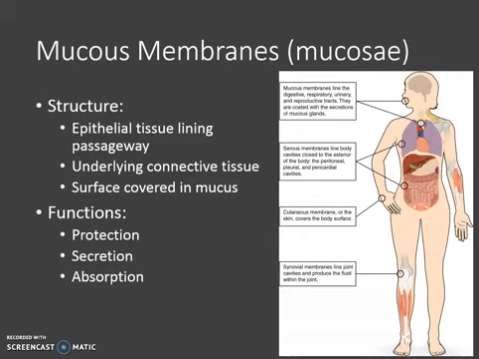The structure of a mucous membrane is that epithelial tissue is actually touching the passageway or the opening. So for example, in your stomach, when you swallow food, your food goes into your mouth, down through your esophagus, and into your stomach. The whole time the food is making its way through your digestive tract, it is in contact with epithelial tissue. Now, deeper into your body is a layer of connective tissue that's kind of supporting that epithelial tissue.